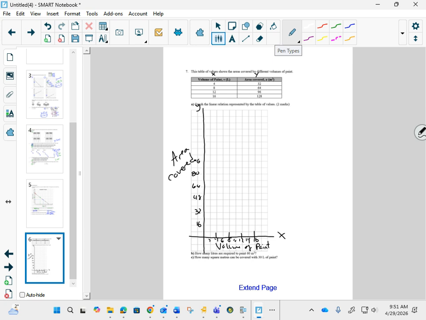Okay, 96 and 8 is 104. This will be 112, and this will be 128. So a little bit hard to count by eighths, but this is a nice scale that I used.